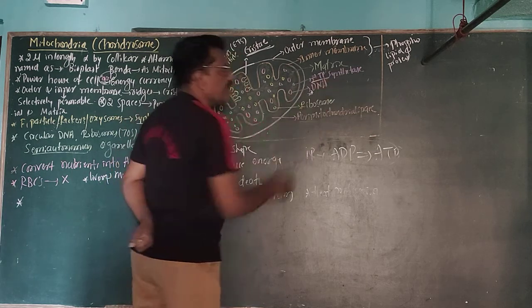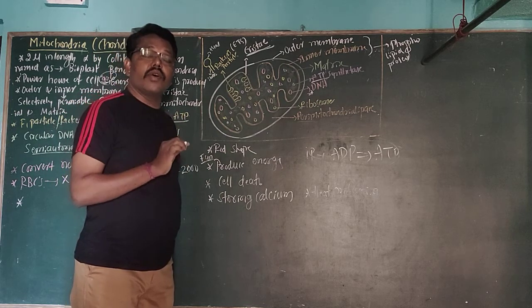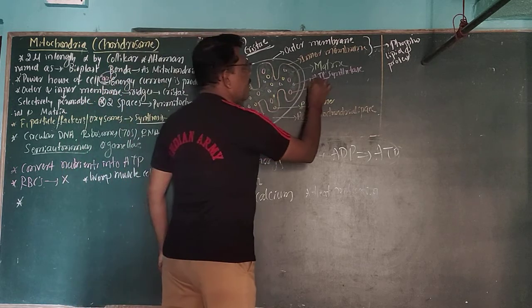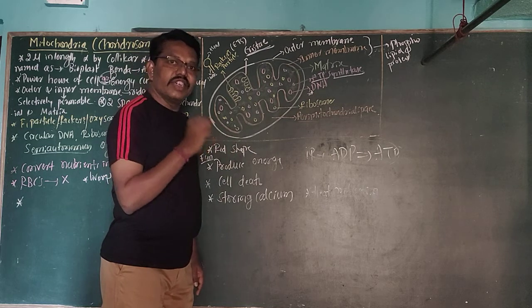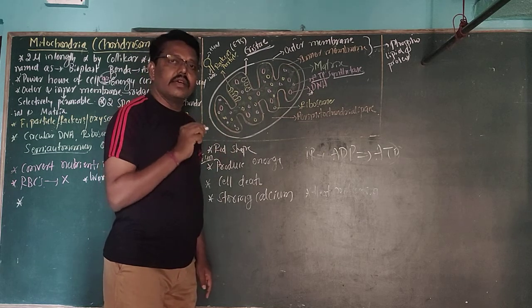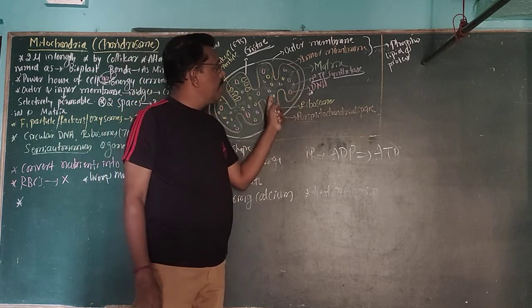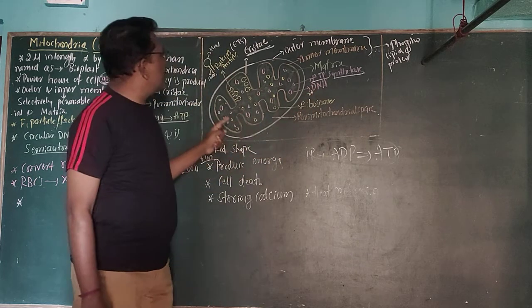Another one is ATP synthetase. It is an enzyme that helps in the synthesis of adenosine triphosphate. This ATP synthetase helps in the formation of adenosine triphosphate, the energy currency of the cell. Within the semi-fluid matrix, you will see the ribosomes, DNA and RNA.